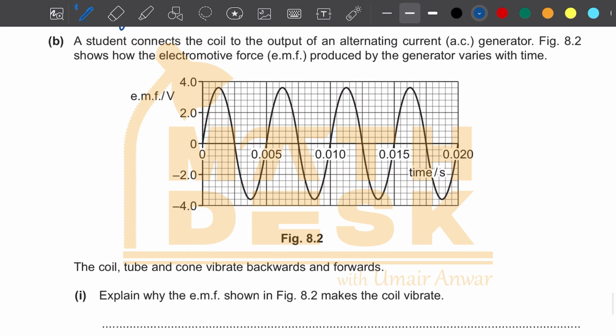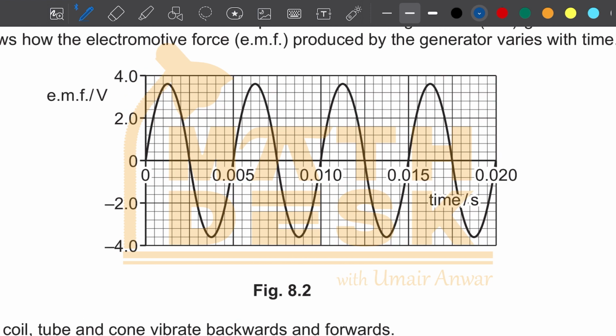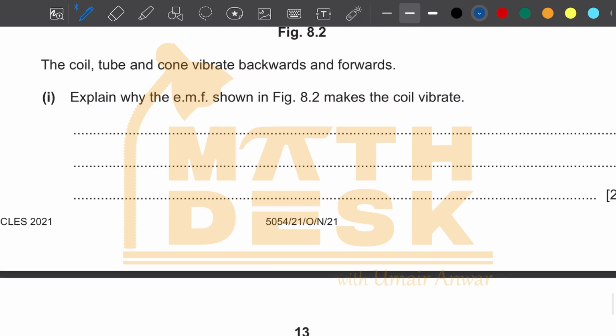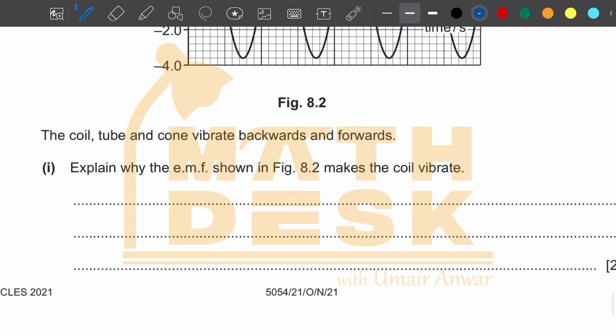The next part says a student connects the coil to the output of an alternating current or AC generator. Figure 8.2 shows how the EMF produced by the generator varies with time. So this EMF is showing that we have an alternating EMF applied to the coil, and one cycle is completed for this signal in 0.005 seconds. The coil, tube and cone vibrate backwards and forwards. Explain why the EMF shown in figure 8.2 makes the coil vibrate.